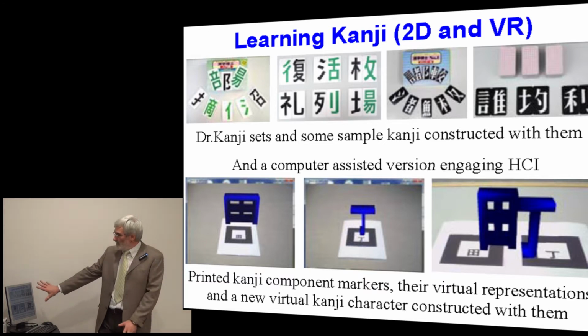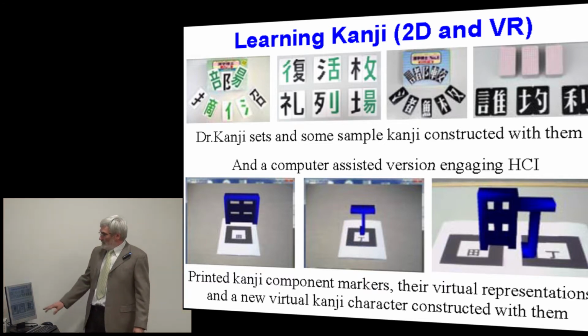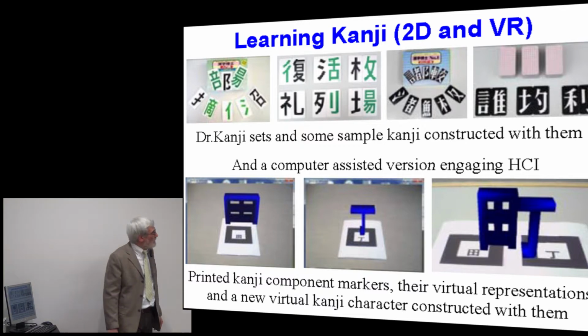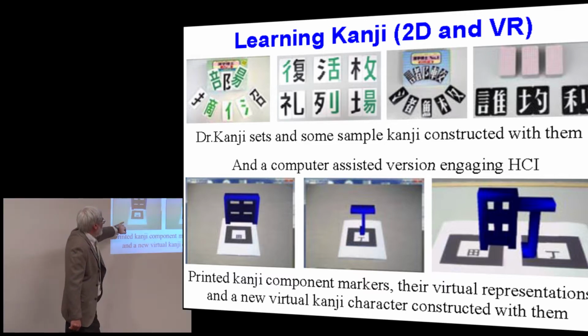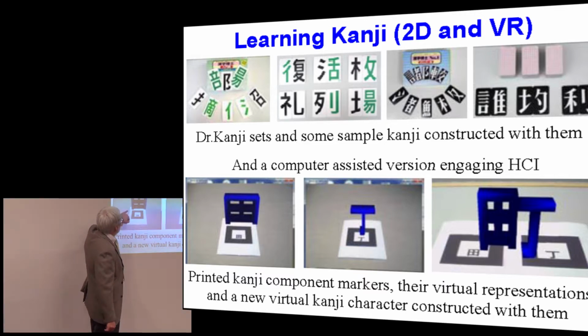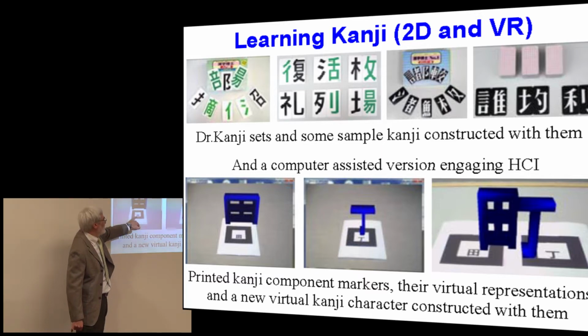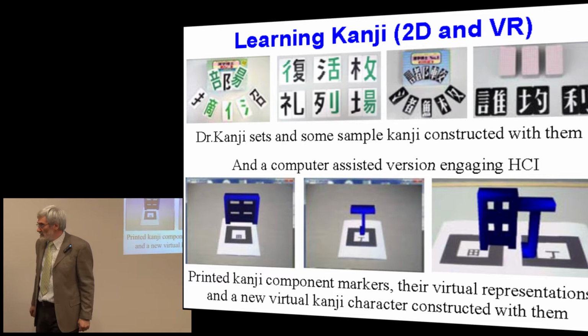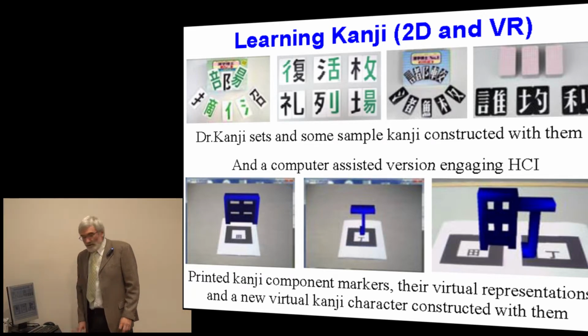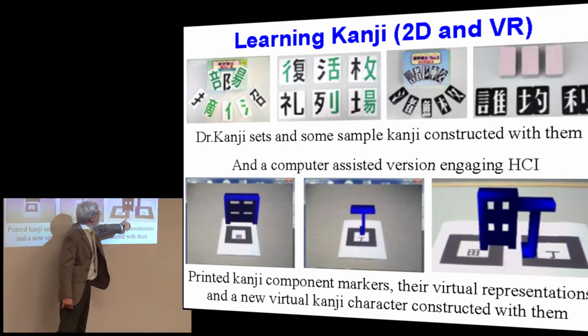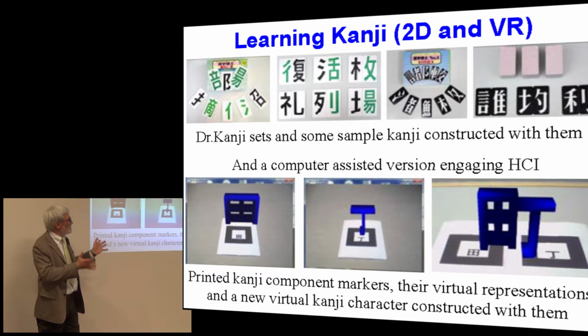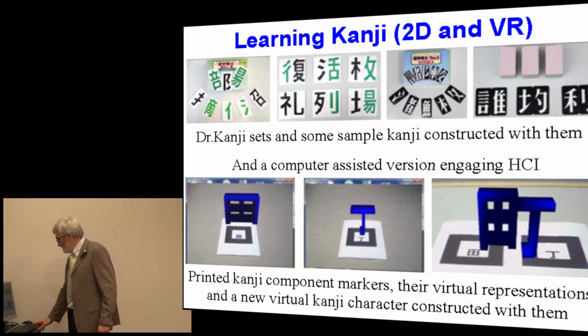And this is the learning scheme. So we bring together the two-dimensional flat cards with character recognition and augmented reality. So this is actually in the virtual part of the world, and you can see it on the screen or through three-dimensional glasses. So when you bring two kanji components together, they form a character which is a different shape and size, and they blend or integrate.